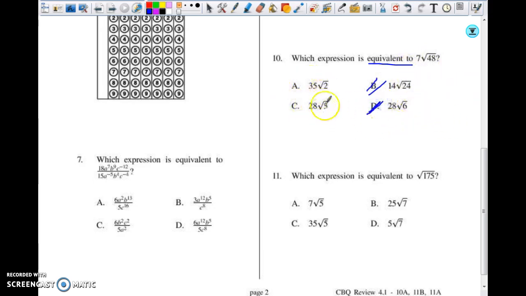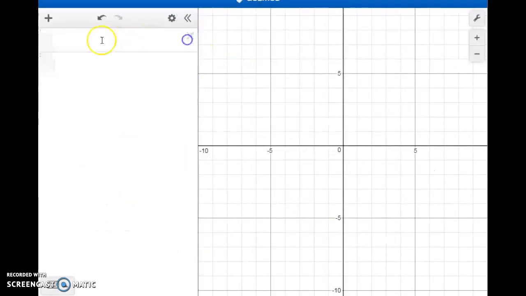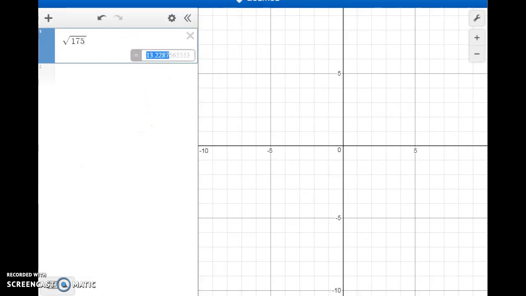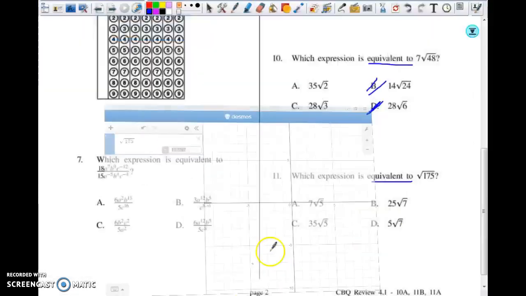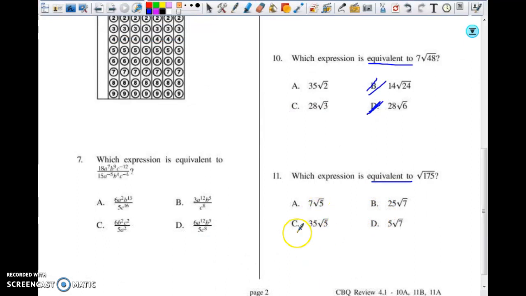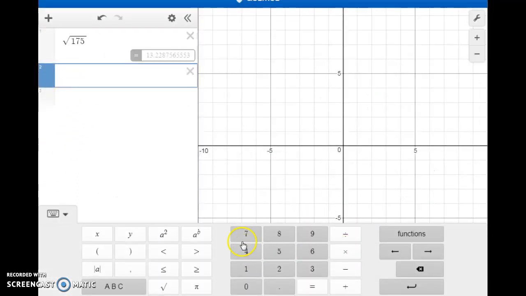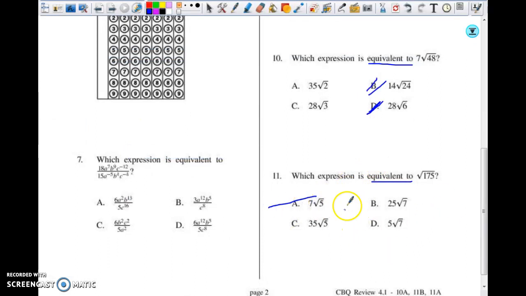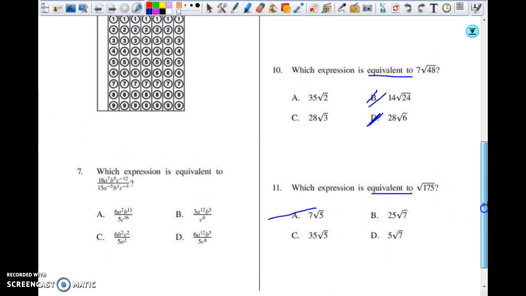So you're checking A and C to see which one is equal, and you do the same thing for problem number 11. Type in the square root of 175. It's going to give you the decimal, and then you're trying to figure out which answer choice gives you that same decimal. So 7 to the square root of 5. 7 square root 5. No, they do not. So it cannot be A, the one I tried. So check out the other ones, okay?